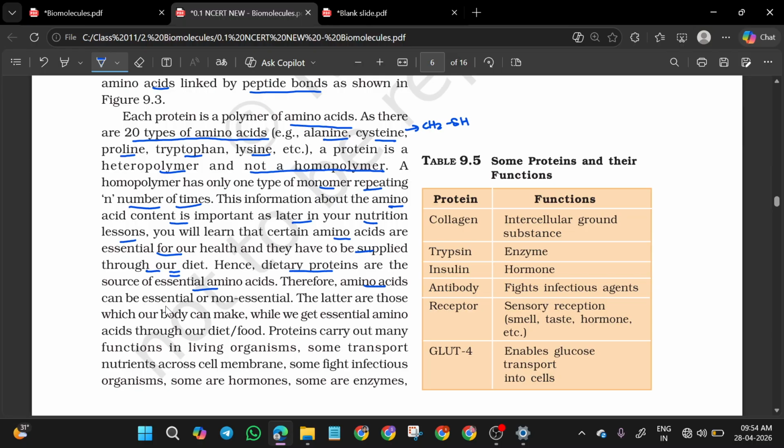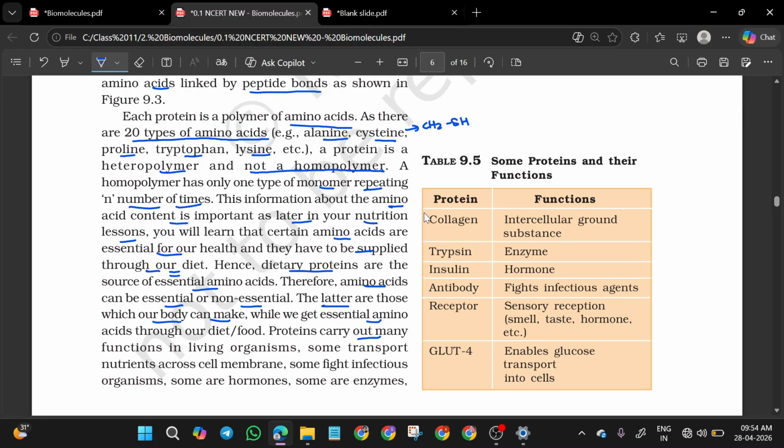Therefore amino acids can be essential or non-essential. Non-essential ங்கிறது latter. Former na essential, latter is non-essential. அதாவது இந்த termல முதல் இருக்கிறது former சொல்லுவாங்க, ரெண்டாவது இருக்கு latter. You already know. The latter are those which our body can make while we get essential amino acids through our diet or food. Proteins carry out many functions in living organism.